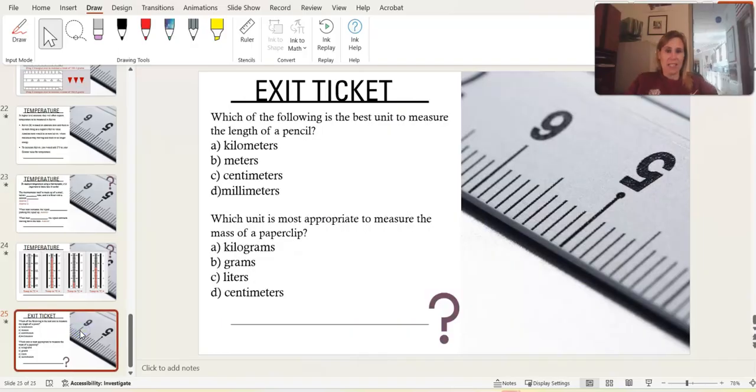And then finally, your exit ticket. Which of the following is the best unit to measure the length of a pencil? And which unit is most appropriate to measure the mass of a human? Okay, you will answer those using your draw tool. You can just grab a little highlighter. And that's your assignment for today.